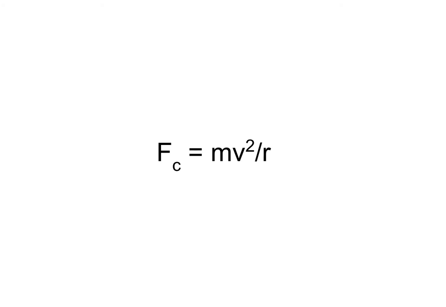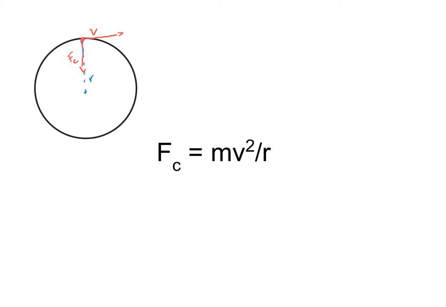Let me draw that out here really quickly. If we are moving on a circular path, the force required, which is going to be pointing towards the center of our circle, since that's the direction of our acceleration, is equal to the mass of the object moving on the path times its linear speed, v, squared, divided by the radius of the circle.